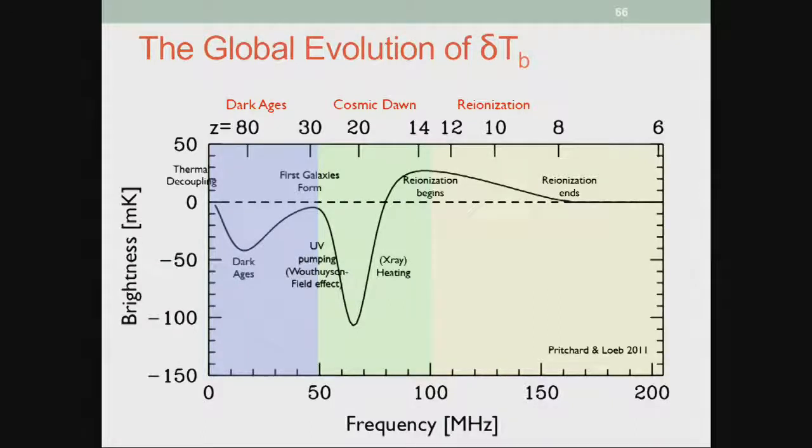And people have worked this out. This is a paper by Pritchard and Loeb that showed this change in the brightness. At very high redshift, you see this absorption. That's called the dark ages absorption. Then you go back to 0, and then you have another absorption. That's in the cosmic dawn, when the first objects start forming. And then again, it goes back to 0, but then it jumps over because of reionization happening, and you can see this. Current instruments focus on this tiny thing.